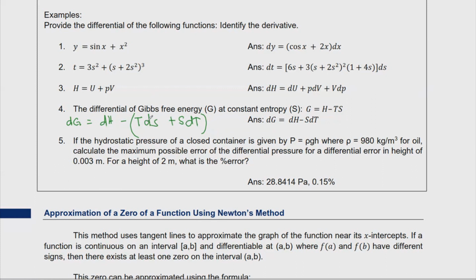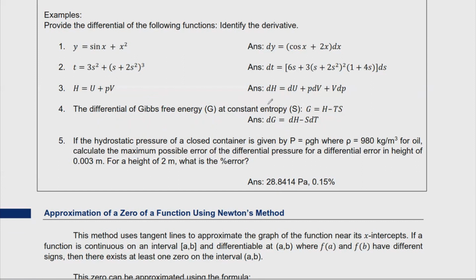So if the entropy is constant, we know that this T dS should be equal to 0, because typically that doesn't change. So we know for a fact that the answer that was left is dG is equal to dH minus S dT. That's why this is our final answer.